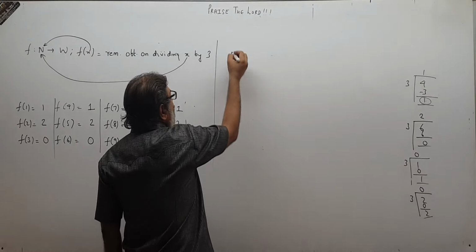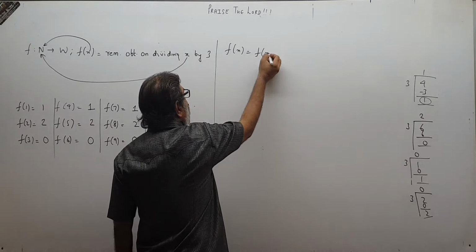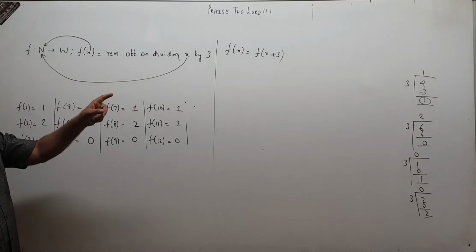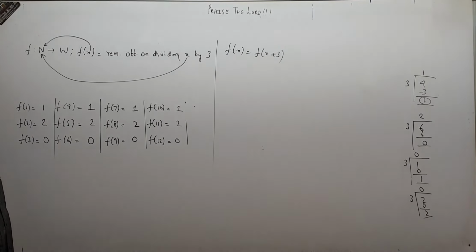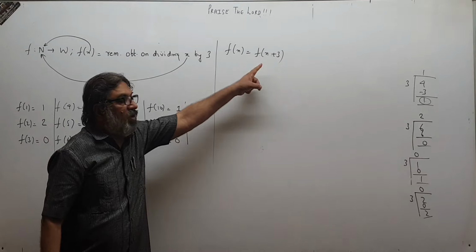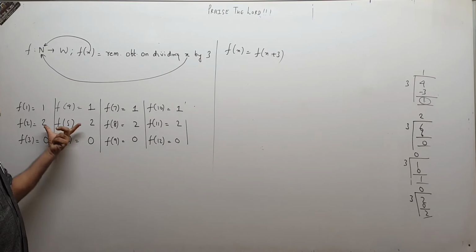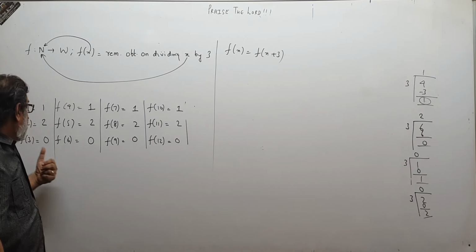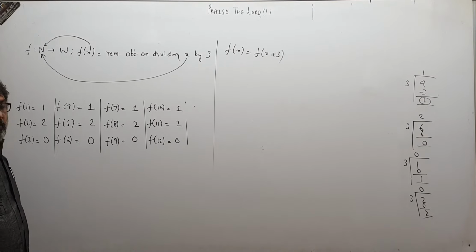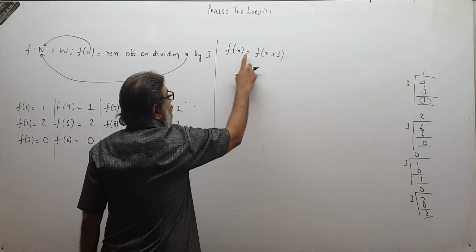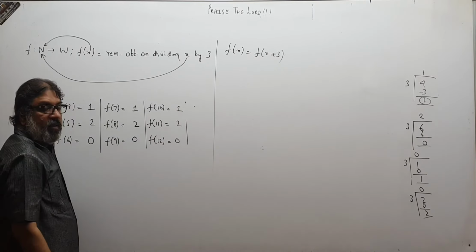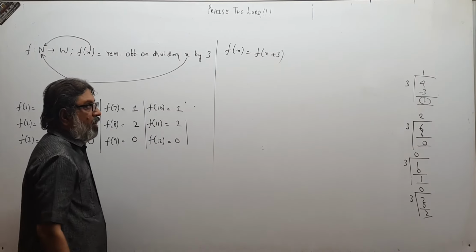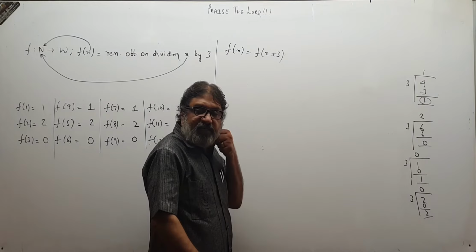Children, do you observe that f(x) will be f(x plus 3)? Can you see that? If I take x as 1, is f1 equal to f4? Yes. Is f2 equal to f5? Yes, both are true. Is f3 equal to f6? Is it happening? f3 and f6, yes, they are equal. Is f7 equal to f10? Yes, both are 1. Is f8 equal to f11? f8 and f11 both are equal. So I can see f(x) is f(x plus 3) for any x.